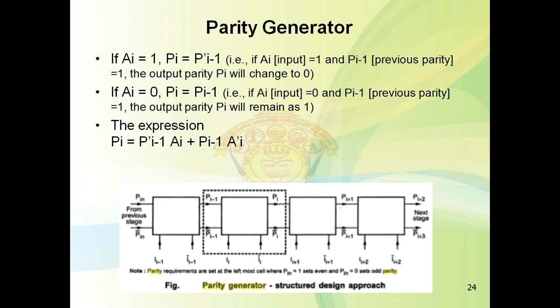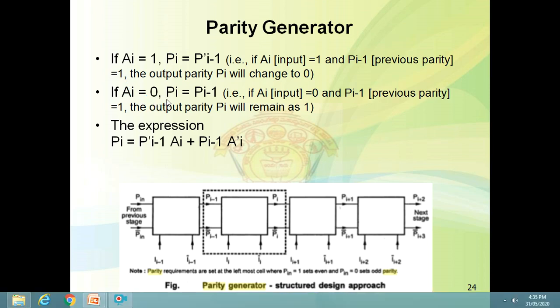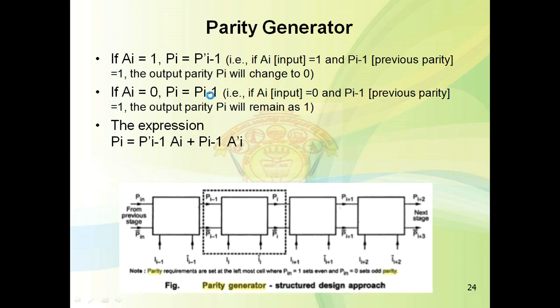Likewise, if Ai is equal to 0, then Pi is equal to P(i-1). That is, if the input is equal to 0, then Pi is equal to the previous parity; it is not going to change. The previous parity will pass as it is. Okay, so the output parity will remain as 1.